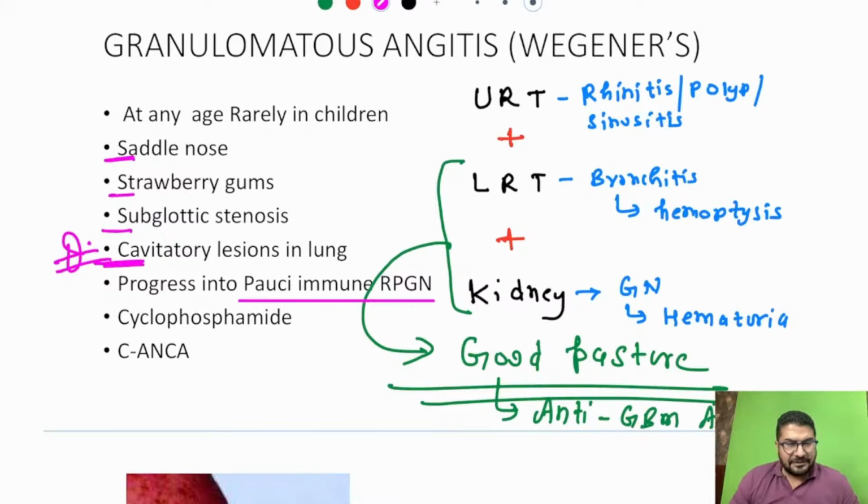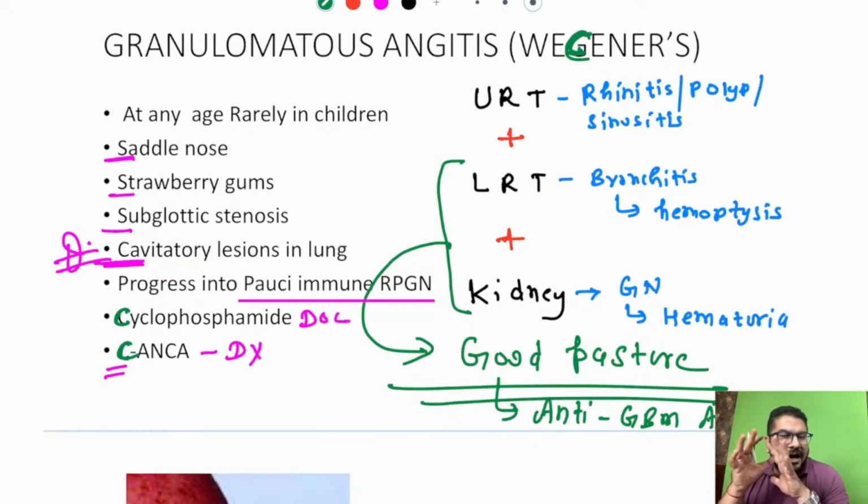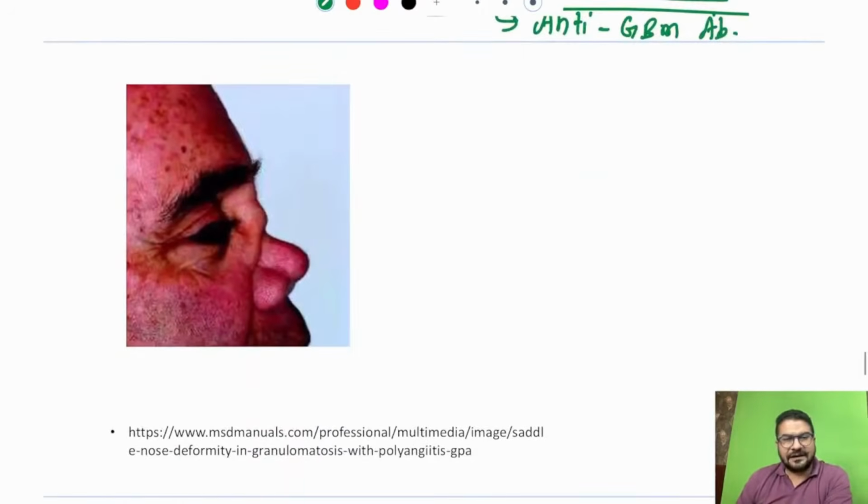Pauci-immune RPGN, means RPGN type of glomerulonephritis. And in treatment, drug of choice will be cyclophosphamide. Diagnose करने के लिए क्या चाहिए? C-ANCA. So Wegener's की स्पेलिंग को मैं C-ANCA कर दे रहा हूँ. Look at the screen. Wegener's, C for C-ANCA, C for cyclophosphamide. Simple. So याद रखना, Wegener's and Goodpasture both will have lower respiratory tract and kidney involvement. तो आप कैसे डिफरेंशिएट करोगे? Upper respiratory tract involvement. Very very important. This is a saddle nose. You can see a depression in the nose which we see in Wegener's.